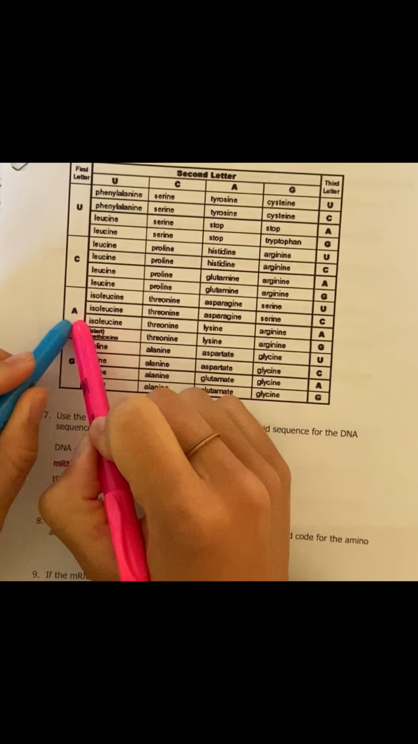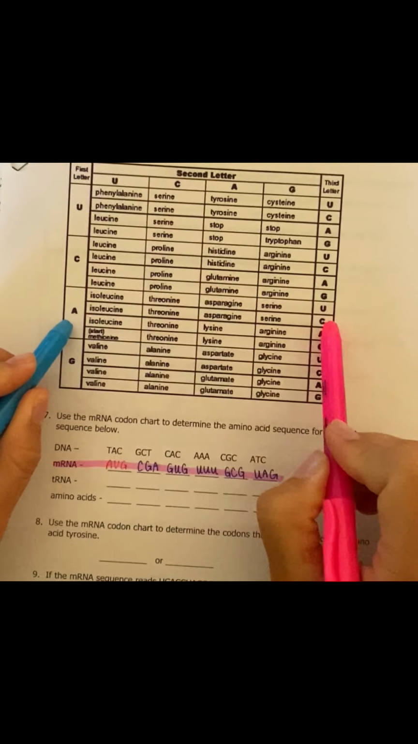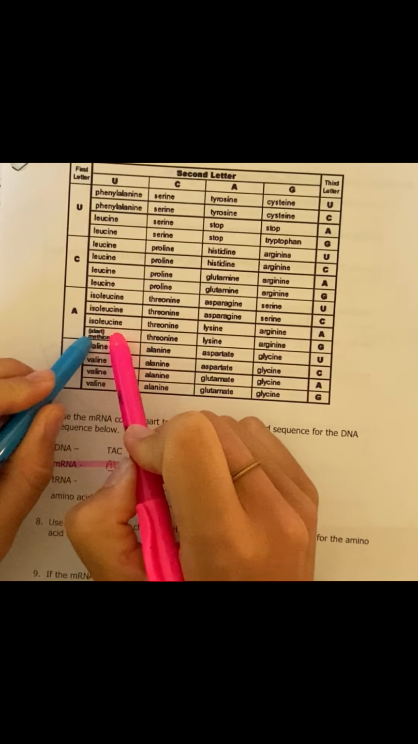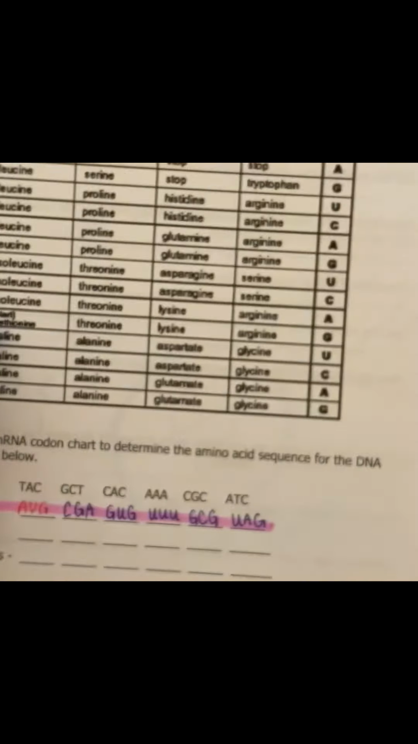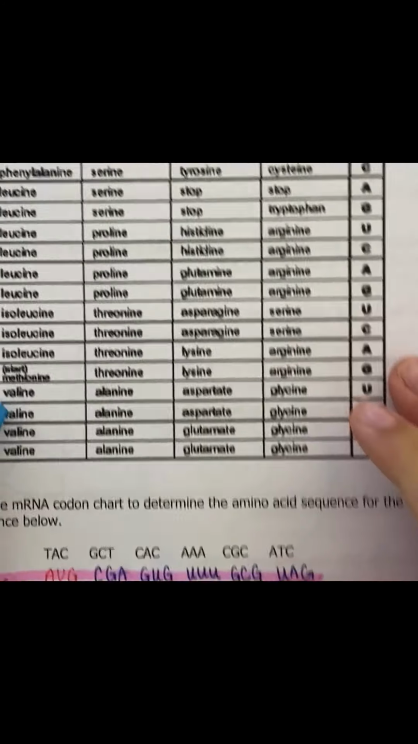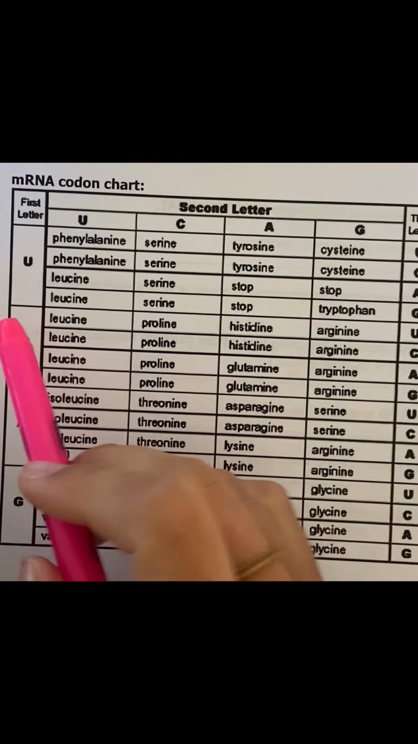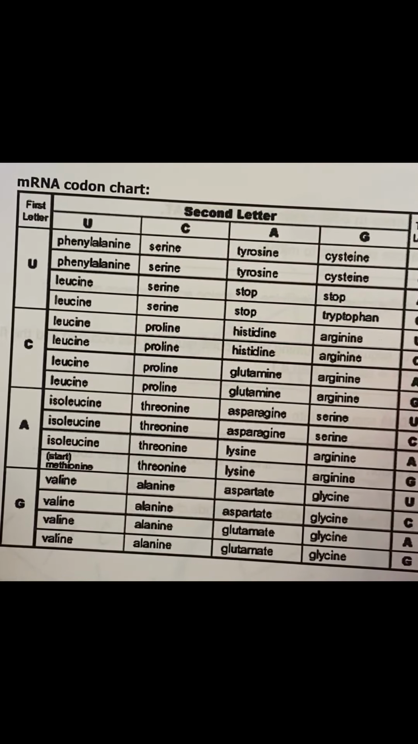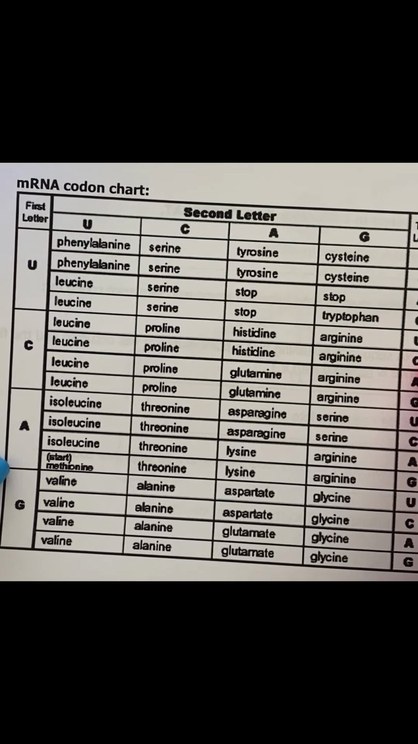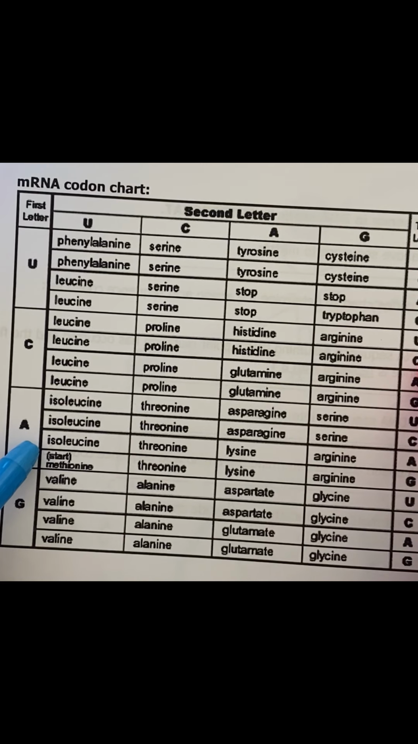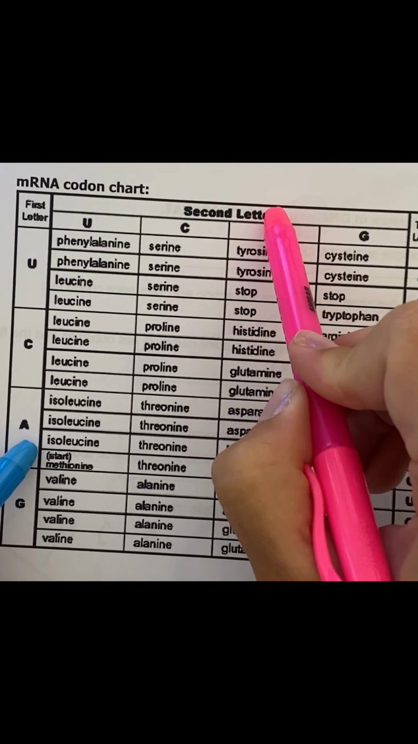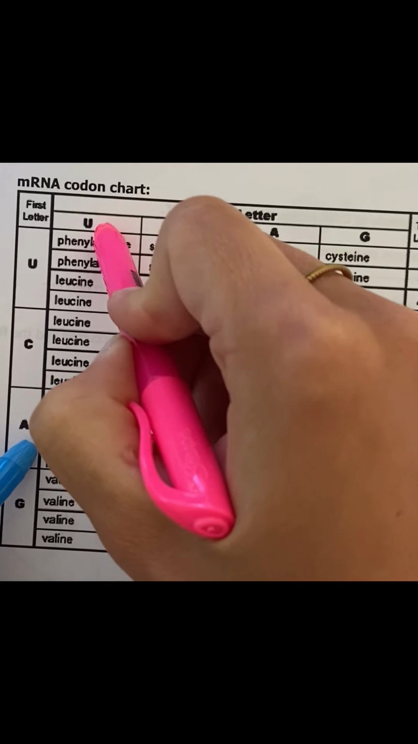A, U, and then G. Let me zoom in. I'm going to show you how to do this. The first letter, the second letter, and the third letter are how you're going to use this. So the first letter was A. We're going to take our first letter and drag all the way down till we find the A. Our second letter was U, so we're going to find the U on the top.